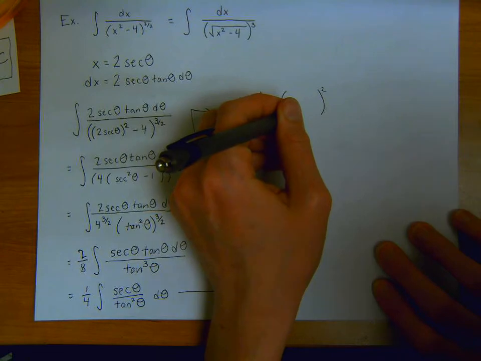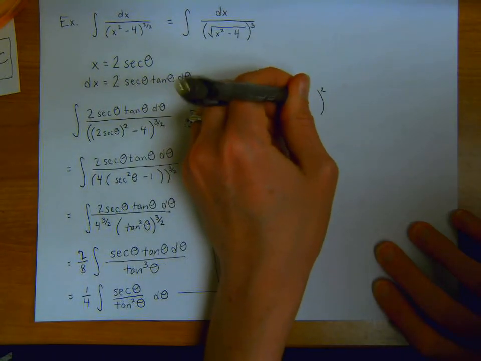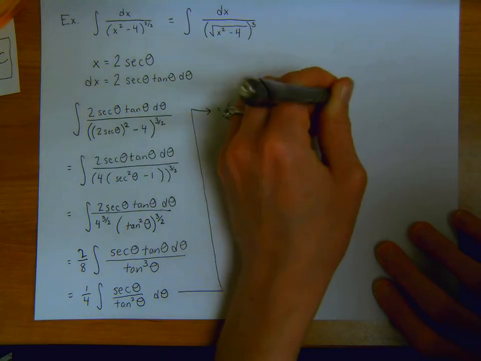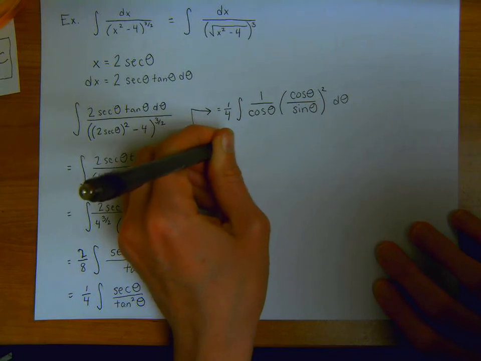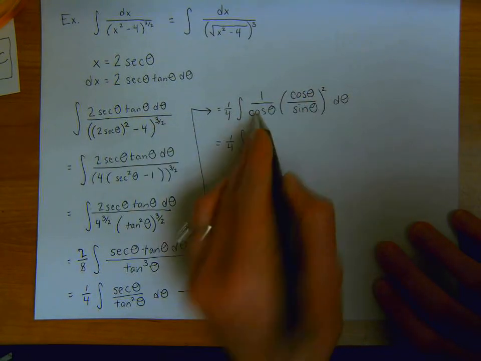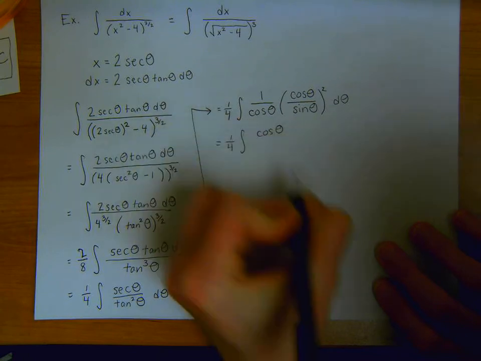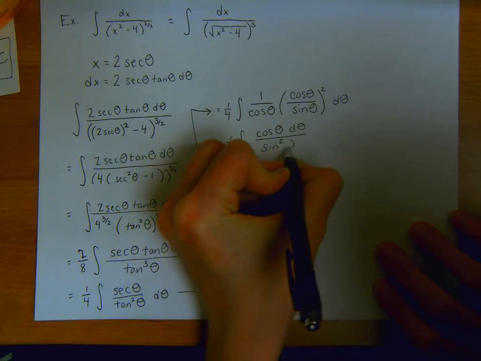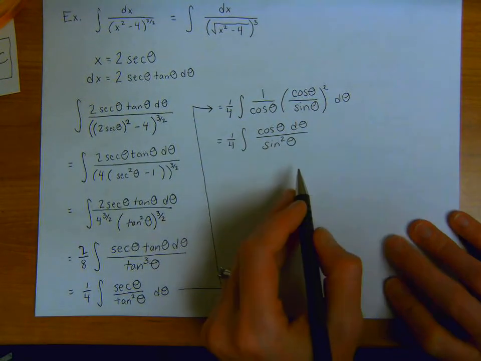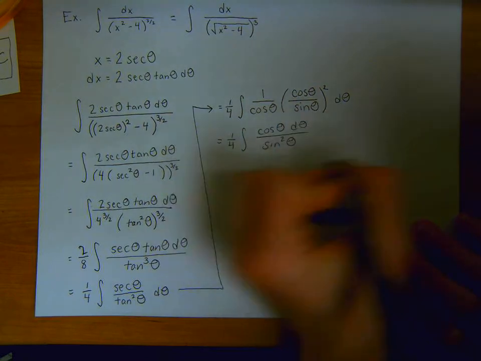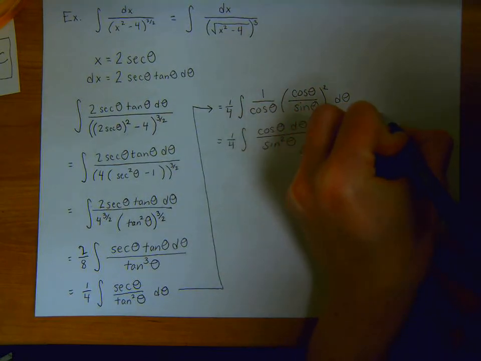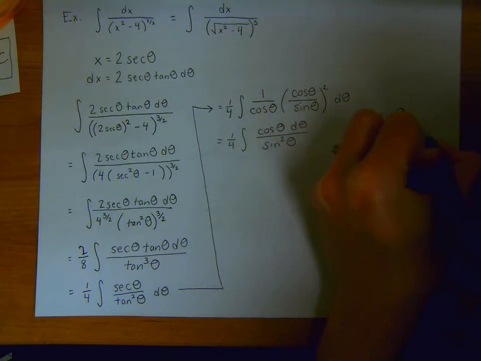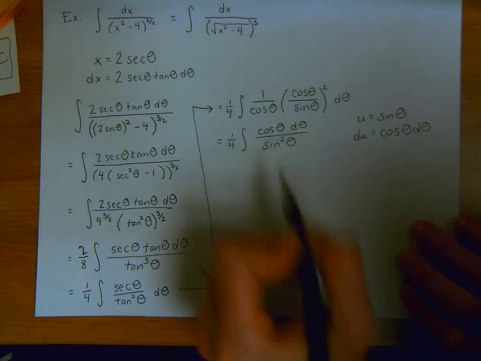Tangent is sine over cosine, so the reciprocal of that is cosine over sine. And simplifying all of this out, this cosine squared, one of them cancels, so I end up with a cosine theta in the numerator, and a sine squared theta in the denominator. To solve this, I'm going to need to do a u substitution, but it's a pretty straightforward u substitution. I'm going to let u equal sine of theta, because then du is equal to cosine of theta d theta, which is exactly what we have in this numerator.